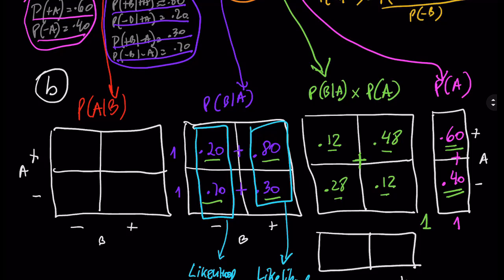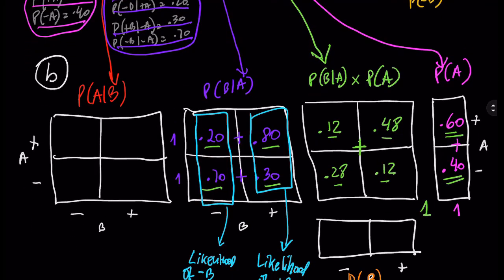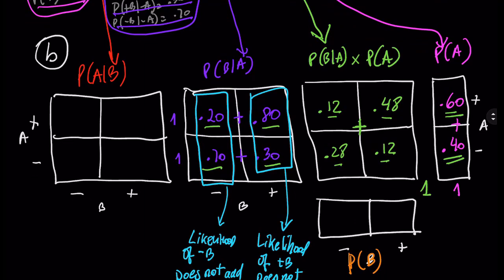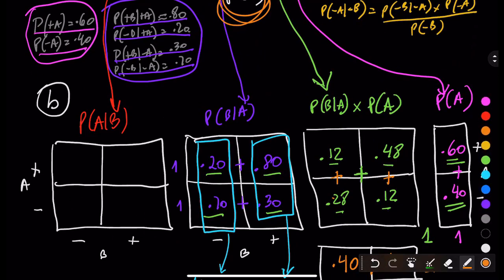Now we are ready to calculate the probability of B. And the probability of B being false will be the sum of the 2 values on the left column of the green grid. And the probability of B being true would be the sum of the values on the right column in the same grid. So in the left column, we've got 0.12 plus 0.28, that's 0.4. And on the right column, 0.48 plus 0.12, that's 0.6. And we check that 0.4 plus 0.6 is a probability distribution, so it must add to 1, and it does.